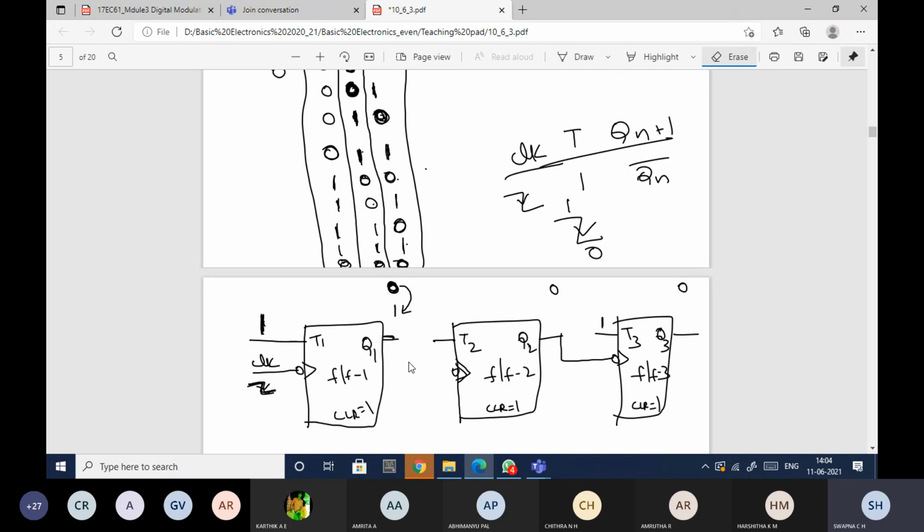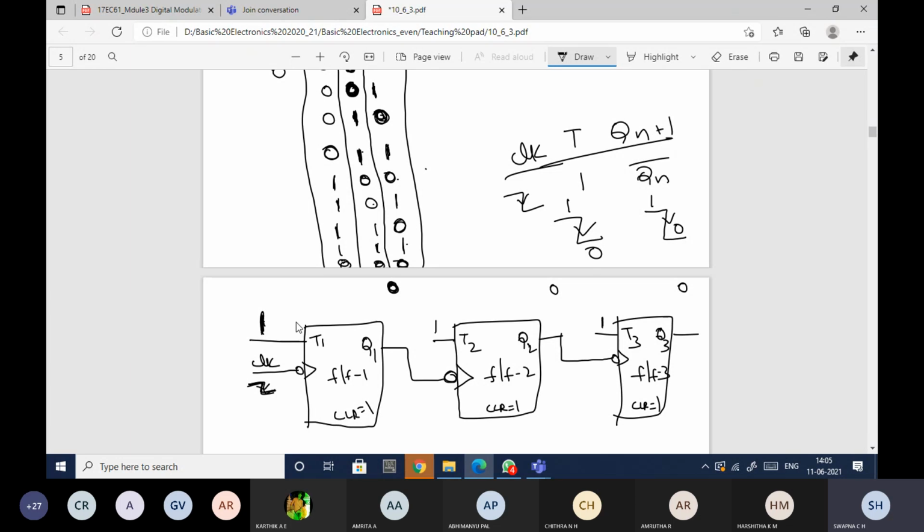Are you understanding? Are you finding it difficult to understand? No, ma'am. Okay. So here I have the bubble. This bubble indicates it is trailing edge triggering. Trailing edge triggering in the sense, whenever the clock signal is changing from 1 to 0, then the output of that will toggle. That is what it means. Okay, so let me just explain it again.